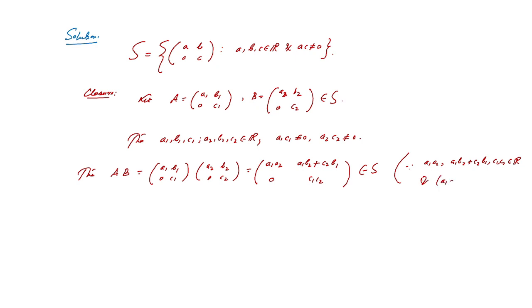And if we multiply A1 A2 and C1 C2, that we can write as A1 C1 into A2 C2, and that will be non-zero. So what we have shown here is that AB belongs to S for all A, B belonging to S. So closure property holds. Now we come to the next property.